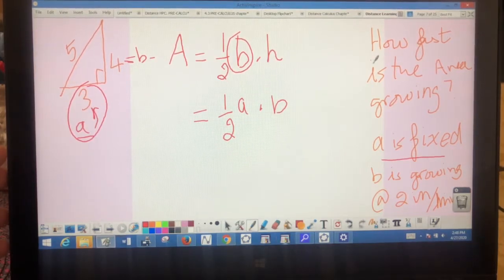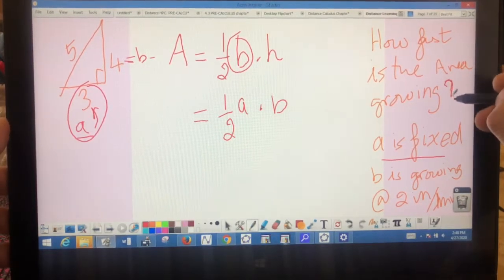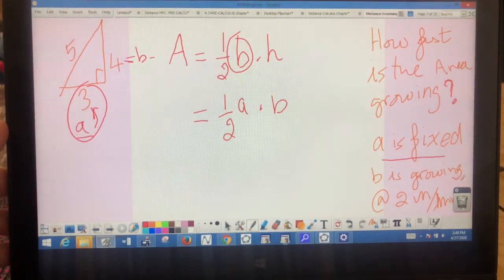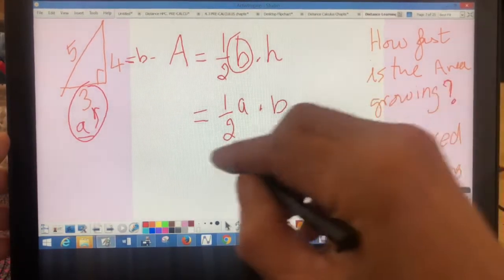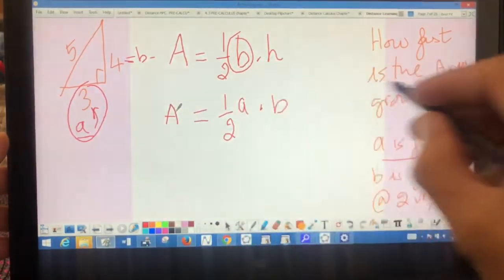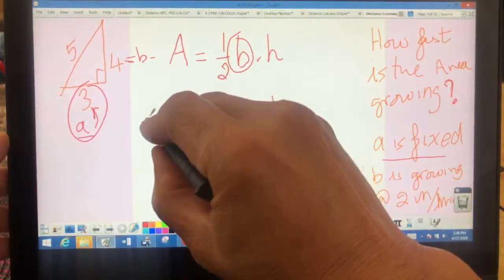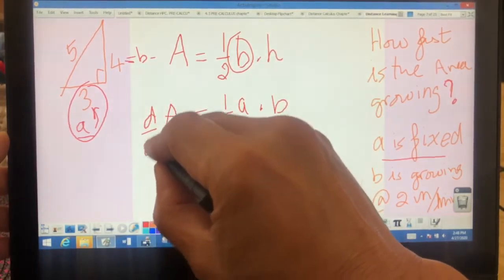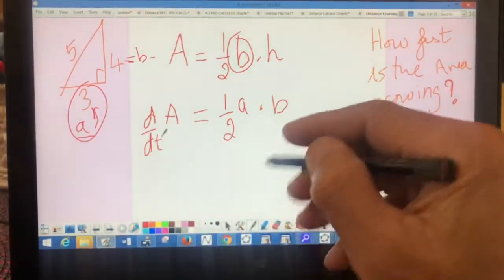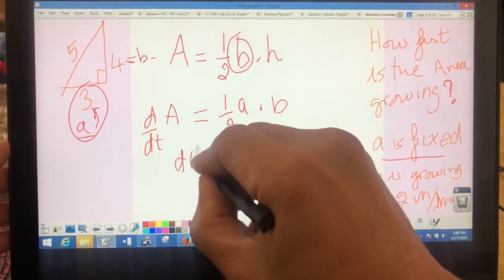All right, so the question is, how fast is the area growing? That's why I needed the area of the triangle formula. So that's a question mark, not 7. If A is fixed and B is growing at a rate of 2 inches per minute, okay? So let's see. They said how fast is the area growing? So they're looking for dA dt. So we're gonna take the derivative of that area with respect to time.